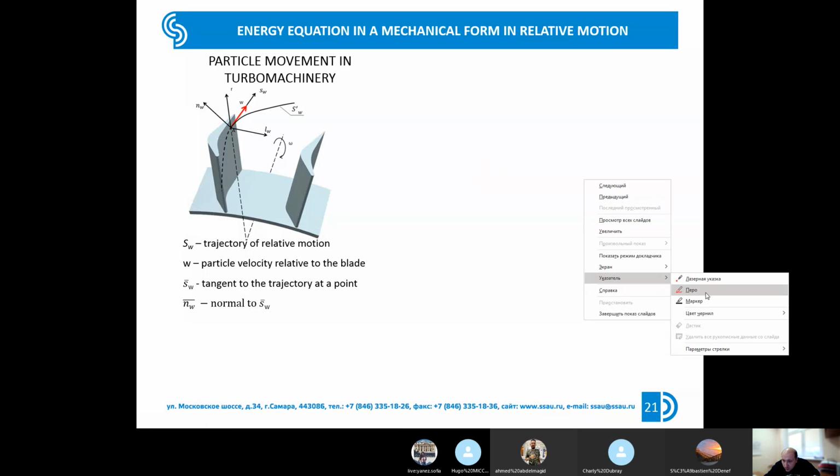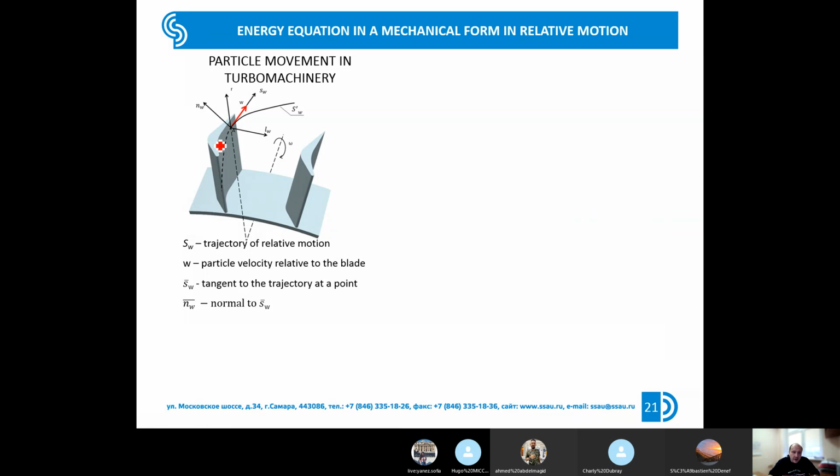the surface of the blade. These particles have the name A and move with the relative velocity W. W is the velocity in the relative coordinate system which rotates with the rotor wheel. And these particles are moving along the relative trajectory in relative motion W.